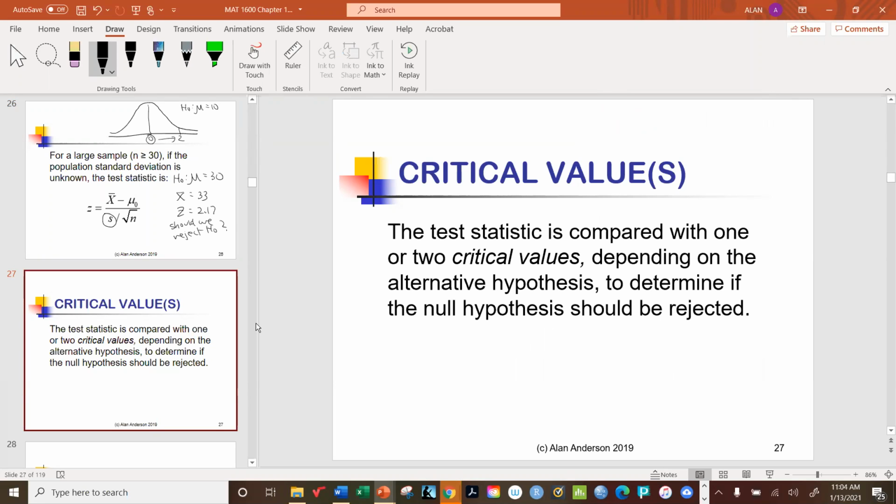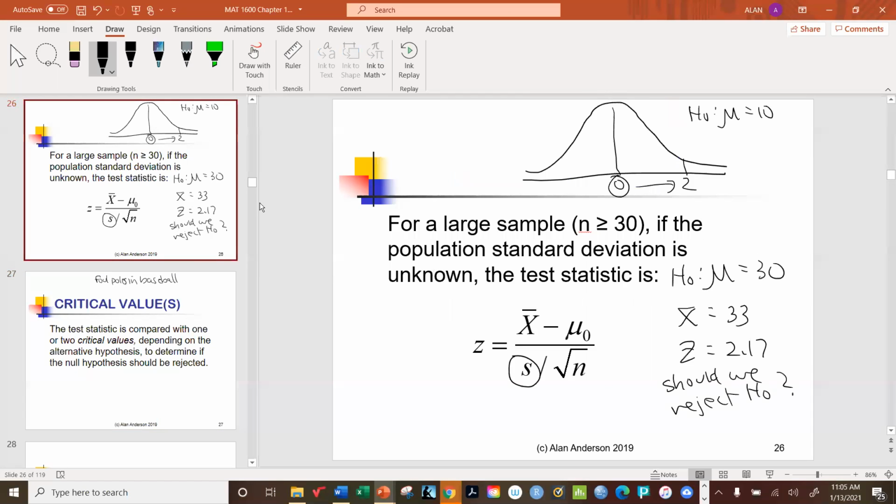Now, I've used this analogy in the classes before, and maybe this will make sense to you, maybe it won't. The best analogy I can think of is the foul pole in baseball. What does that have to do with anything? The foul poles show you the limit to how far the ball can go and still be fair. And so a critical value tells you how far we can get away from this mean of 0 without rejecting the null hypothesis.